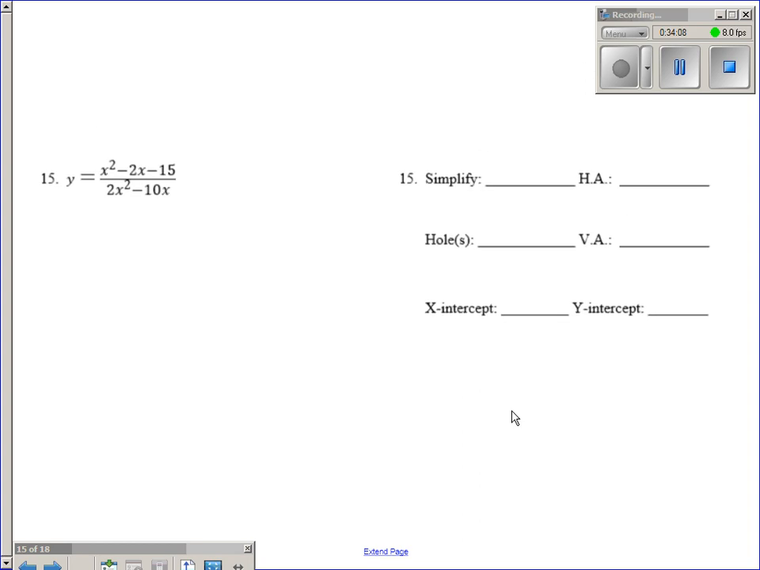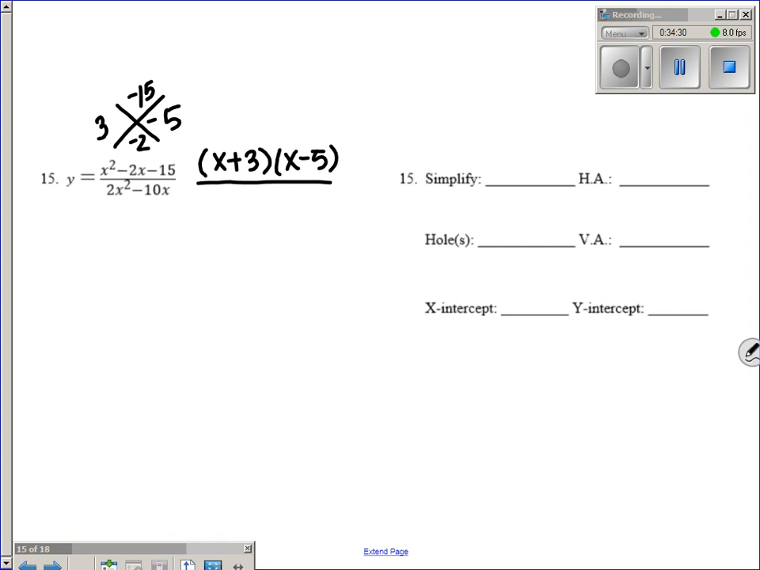For number 15, we do have to factor the top and the bottom. The top is going to be using an X box. We have negative 15 on top, negative 2 on the bottom. So our two numbers are 3 and 5, where the 5 is going to be negative, which becomes x plus 3, x minus 5. And on the bottom, we have a GCF of 2x. So when we factor out a 2x, we're left with x minus 5.